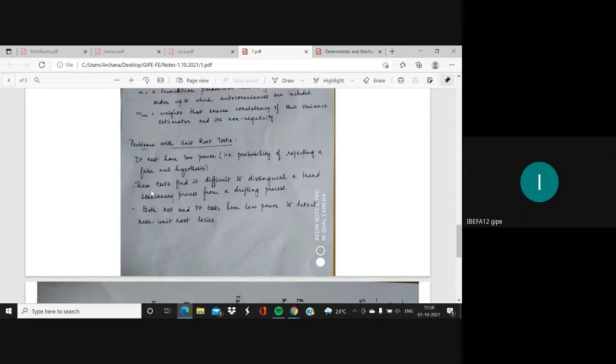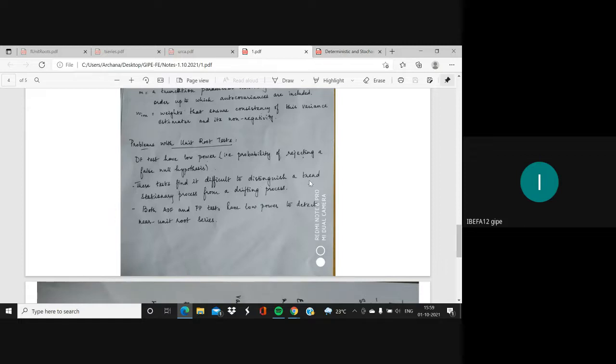So you'll find that with Dickey-Fuller tests, even with ADF tests and Phillips-Perron tests, if you have a near unit root time series, it's very difficult for these tests to actually reject the null hypothesis of a unit root. So even though A1 might be close to 1 but is actually less than 1, you will find that these tests report that the time series is non-stationary when it's actually stationary. Because of this, these tests are said to have low power.